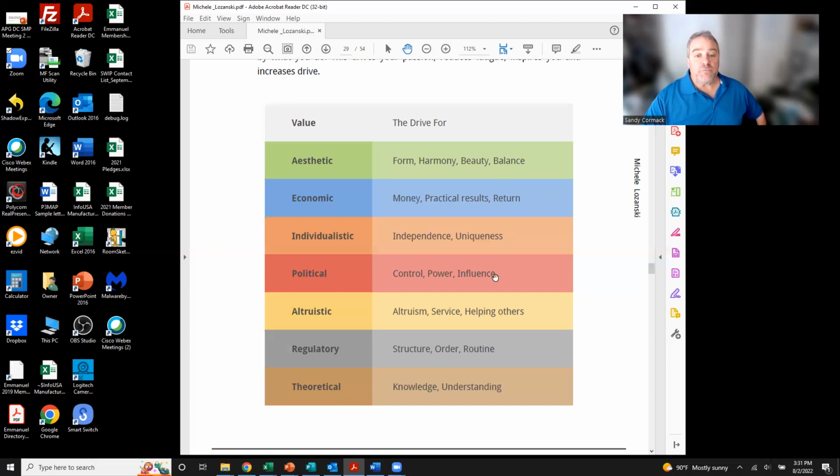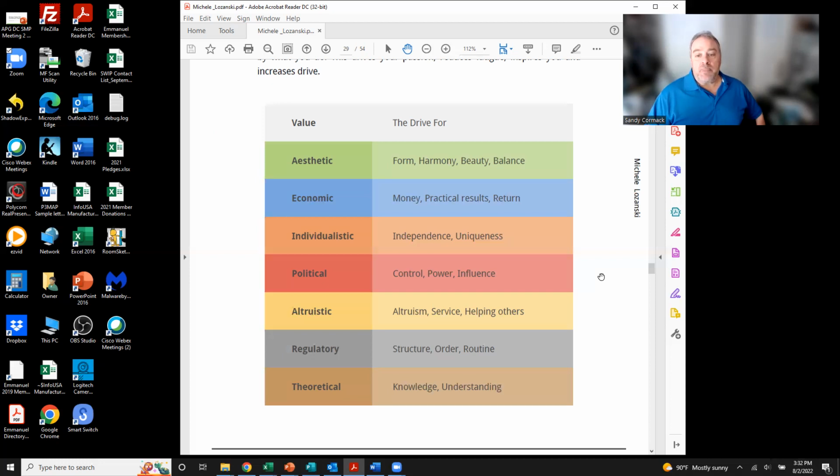The fourth dimension is political. This is the drive for control, power, and influence. So the person with the high political drive wants to be in charge. The buck stops here. They're driven to lead. They tend to be a lot more competitive. They really want to get into management as quickly as possible. Some people with the high political drive just want to manage things like projects or programs. But others mostly want to manage people.